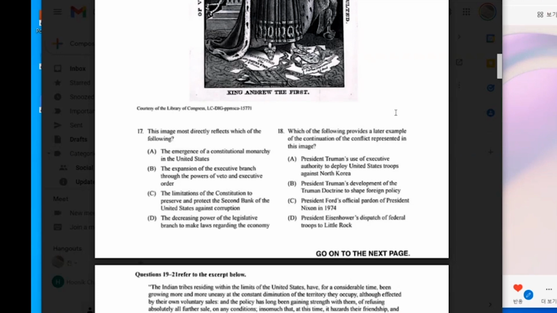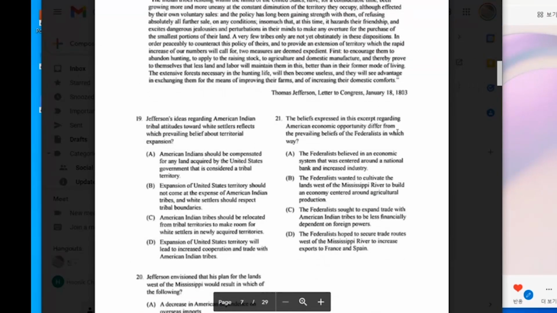So why not A? Because the image is not a literal depiction of government changes. Rather, it's a symbol of the expanding executive branch. So that's why A cannot be the answer. Okay, so let's move on to 18. A. A, perfect. Okay. So let's move on to 19.